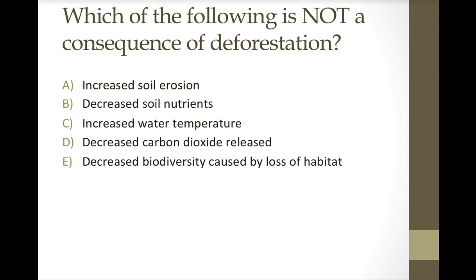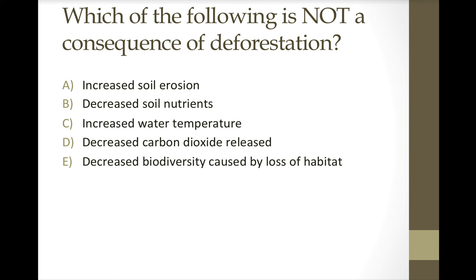So, which of the following is not a consequence of deforestation? This is sort of the idea of clear cutting. Clear cutting is a form of deforestation. If you allow the land to have the trees grow back and become a forest again, then it wasn't really deforestation. But the process of clear cutting basically removes a forest from that area. So, which of the following is not a consequence of deforestation? Is it A, increased soil erosion, B, decreased soil nutrients, C, increased water temperature, D, decreased carbon dioxide released, or E, decreased biodiversity caused by loss of habitat?